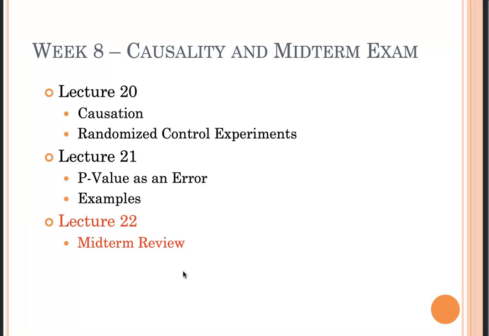So through the randomized control experiment, we can do the hypothesis test to identify the causality or not. And also we introduced the p-value last week. You can see in the simulation, at the end, before we make the conclusion through the hypothesis test, the p-value is important.